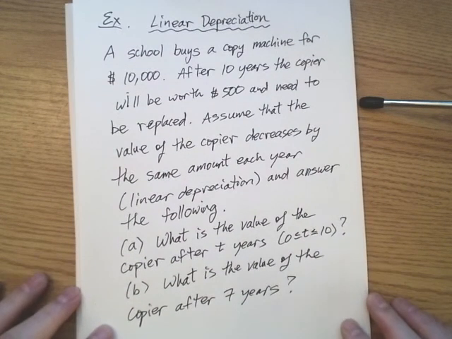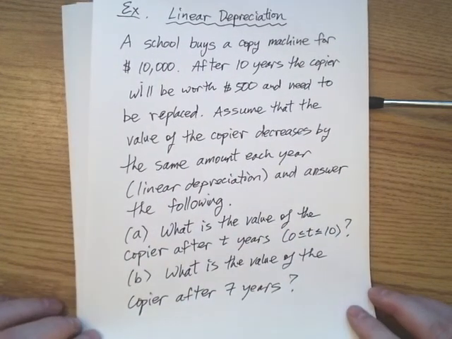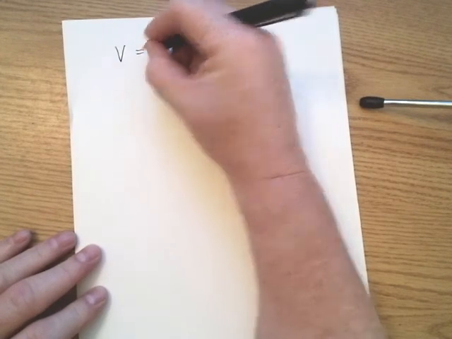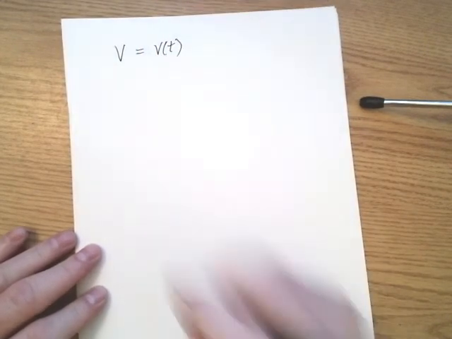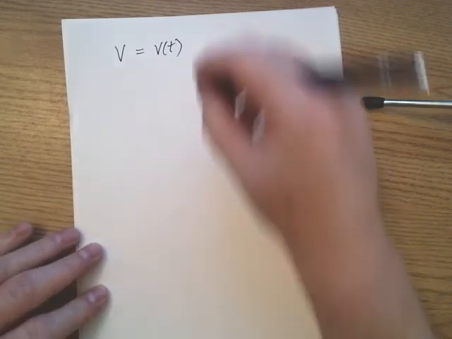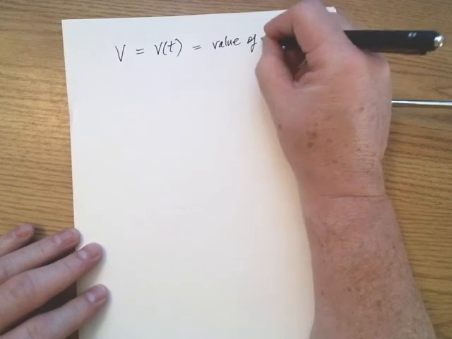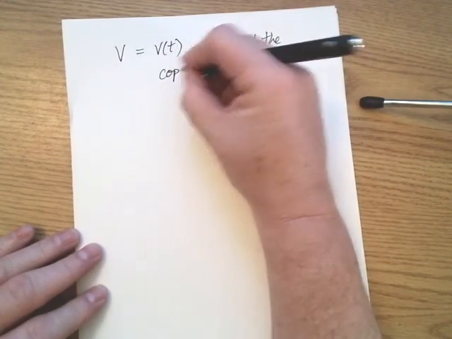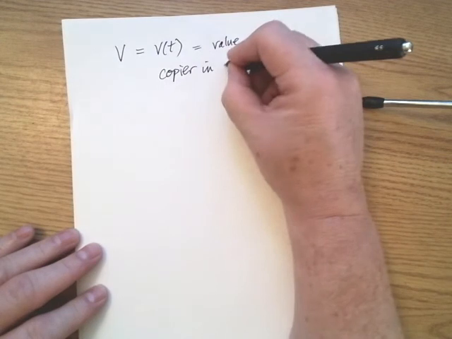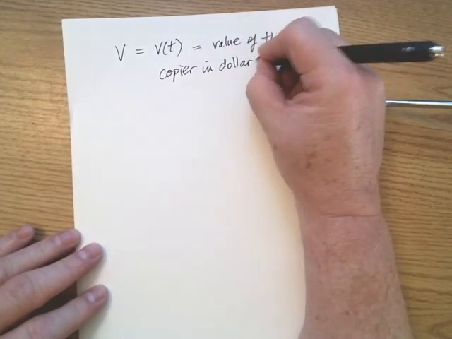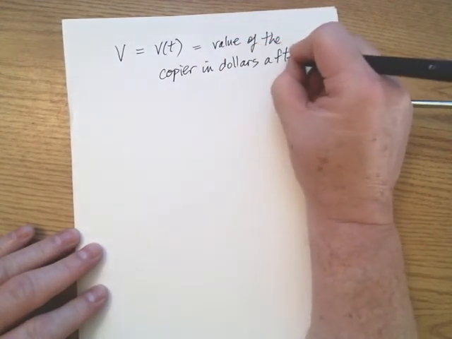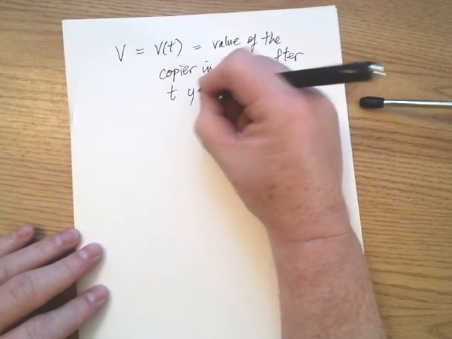Now the first thing we're going to do to work this problem is define what the value is after t years. So let's say v is a function of what? Time t in years. This is the value of the copier in dollars after t years.